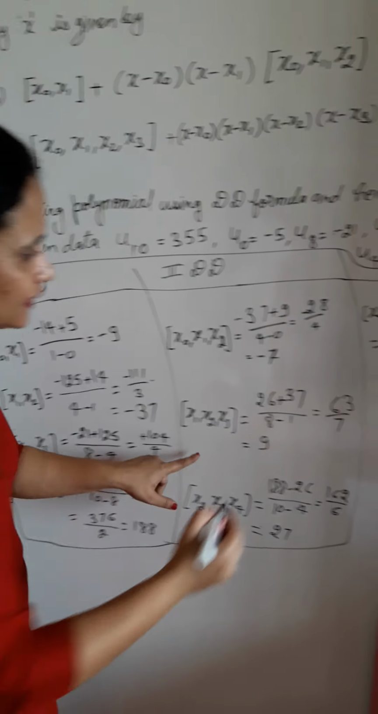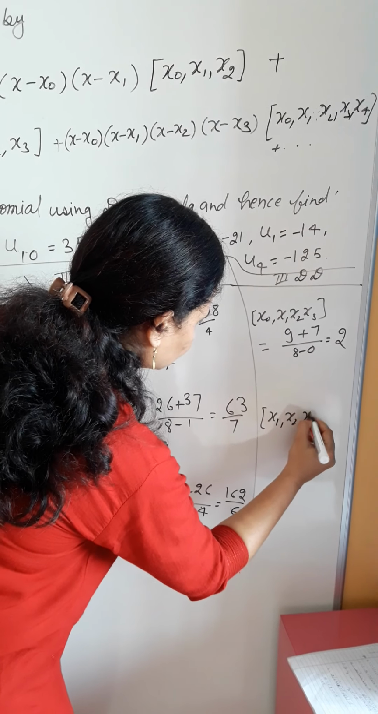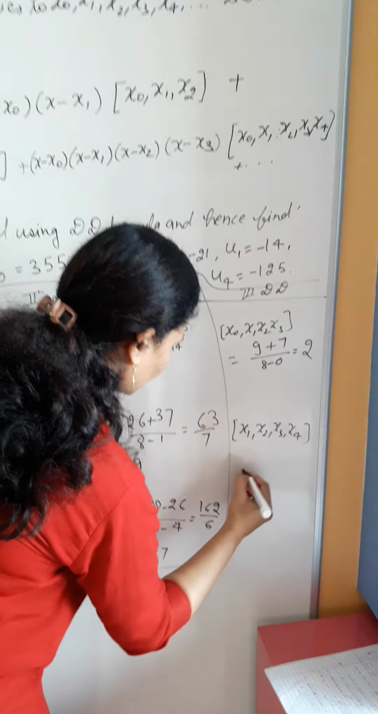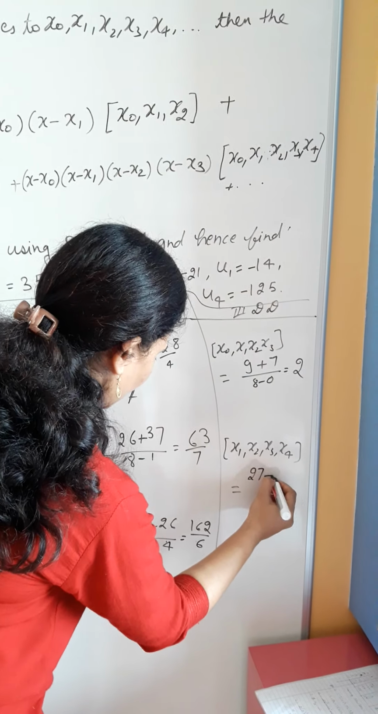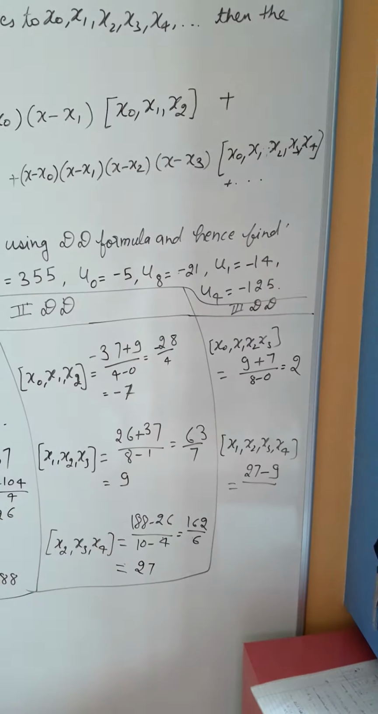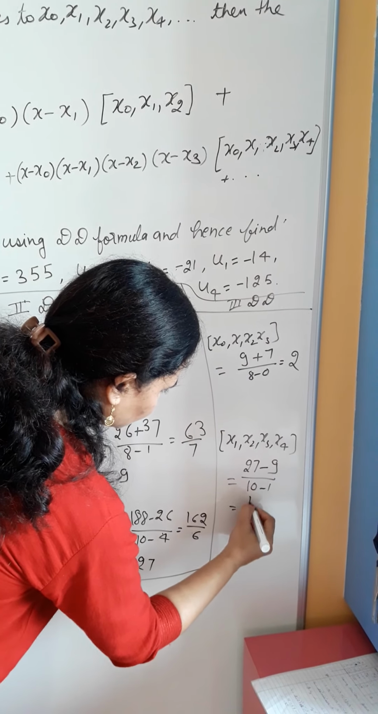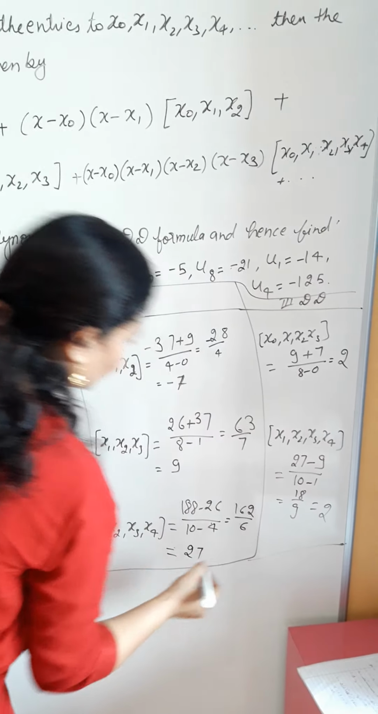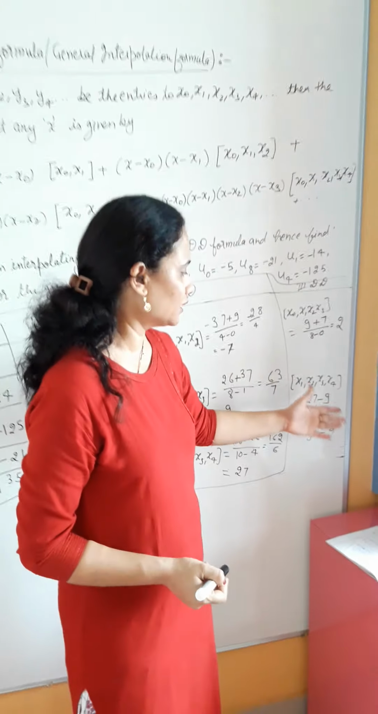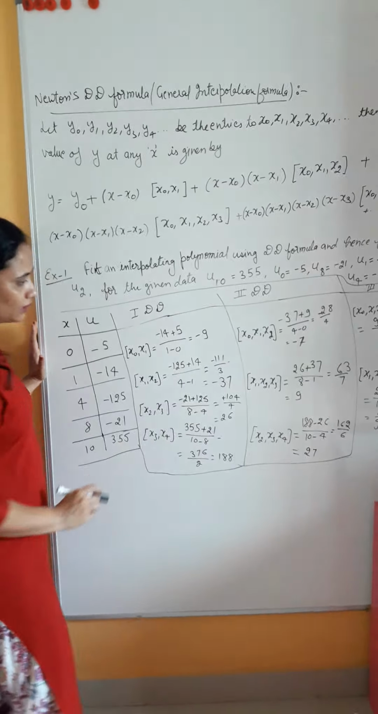Then the second is x0, x1, x2, x3, x4. This is equal to this minus this. 27 minus 9 divided by x4 minus x1. 10 minus 1. So this is 18 by 9. That is again 2. So as we already know, if we are getting the same value, then this table terminates, since the next difference will become 0 automatically. So here our table has terminated.